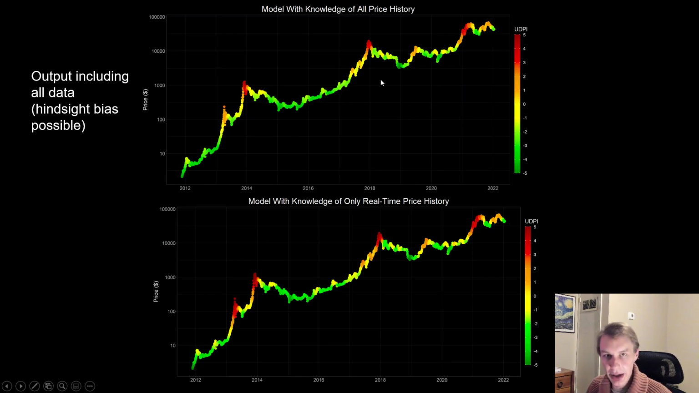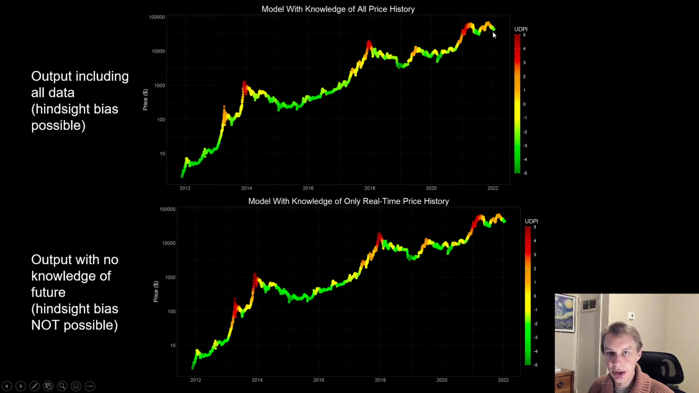And we can compare it to the model that's looking retrospectively, the model that's at the top here that has full knowledge of Bitcoin's price history. And what you can see is that, if anything, the model with only knowledge of real-time price history seems to do a clearer job, a better job of calling risk than the retrospective model. So in real time, it's giving very clear indication of high and low risk zones, just as well, if not better, than the retrospective model, which in my opinion is what you want.